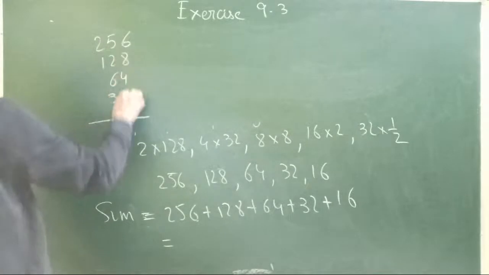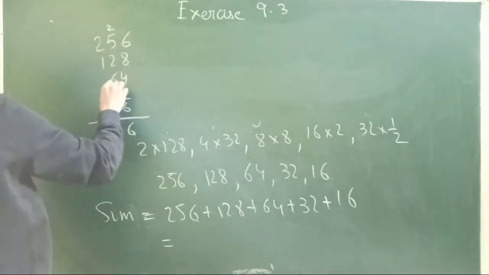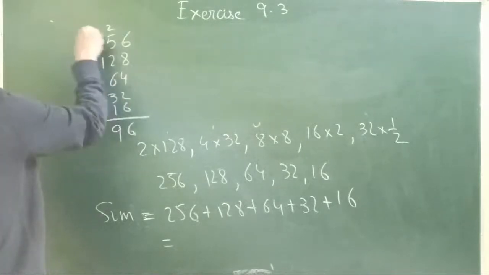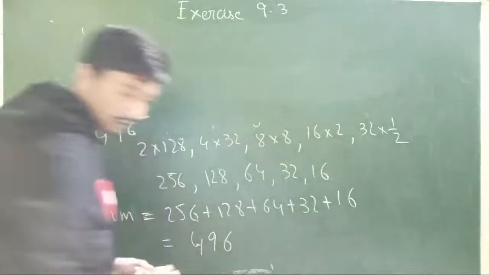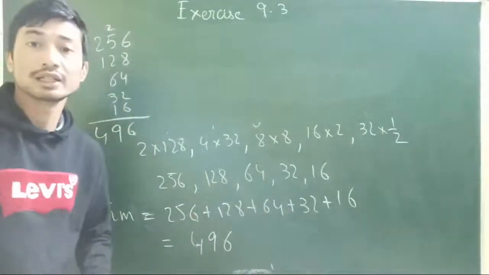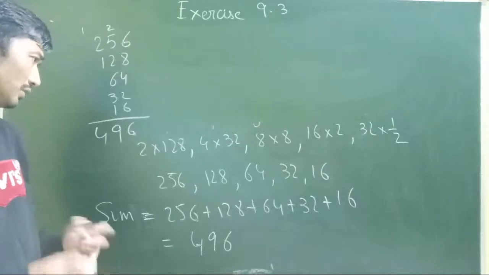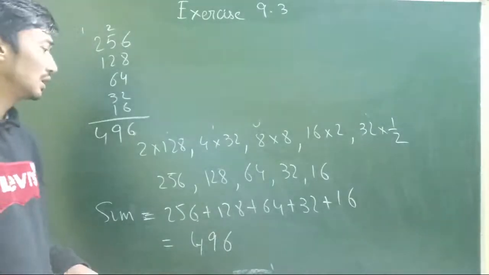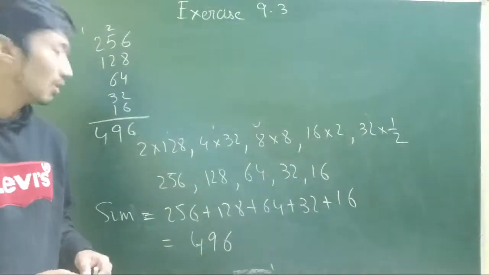6, 10, 18, 20, 26, 2 left, 5, 6, 7, 8, 9, 15, 16, 17, 18, 19, 1 left, 2, 3, 4, 496. Bingo, that's 496. So without actually using any formula, if you have just understood the question, done. Who will say that this is wrong?